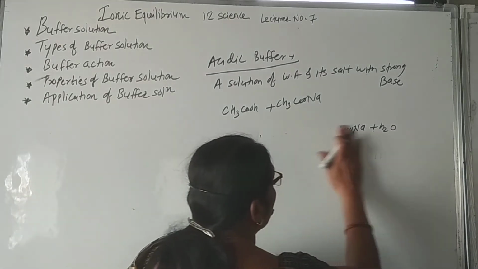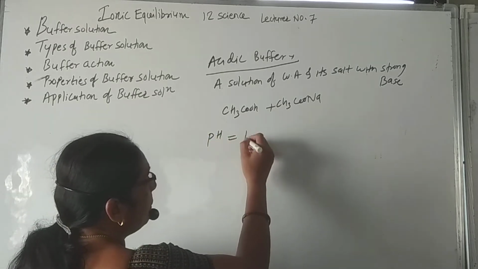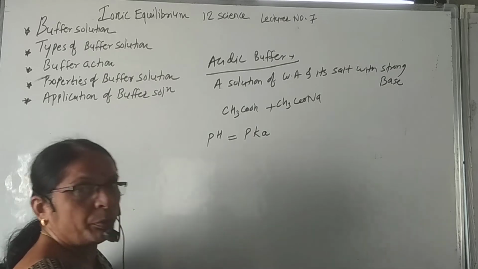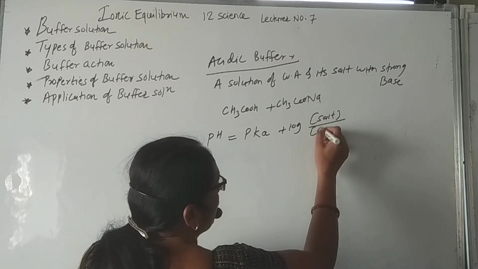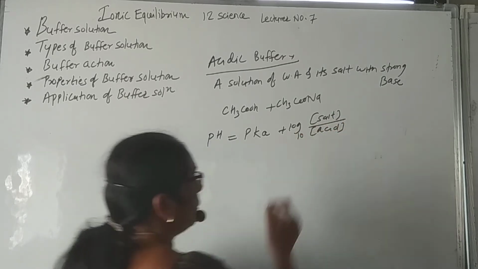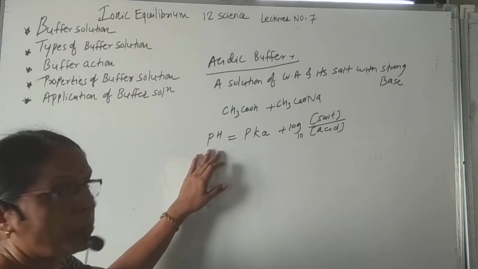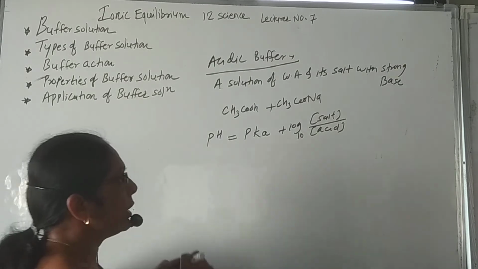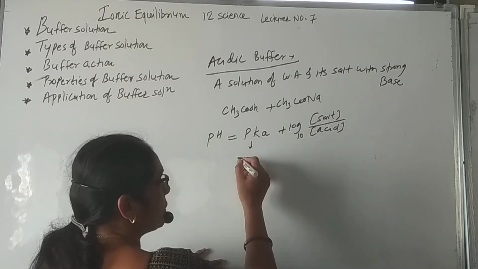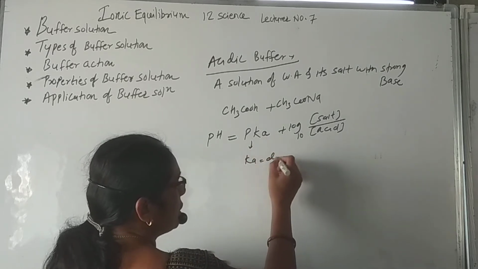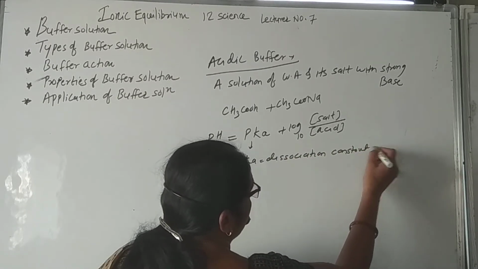The acidic buffer has a pH, and that pH is given by the equation pH is equal to pK plus log base 10 of the concentration of the salt divided by the concentration of the acid. Whatever the pH of the acidic buffer, it is given by the formula pH is equal to pK plus log of salt over acid, where K is the dissociation constant. So pK is the negative log of the dissociation constant. K is the dissociation constant of the acid.